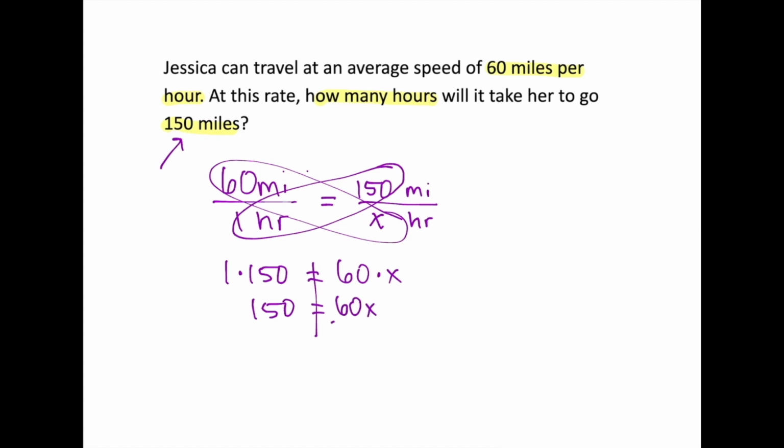To get the x by itself, we can do the inverse operation of multiplication and divide. Lastly, we need to take 150 divided by 60. Go ahead and pause the video, grab a calculator, and take 150 divided by 60. You should have gotten 2.5. So it will take Jessica 2.5 hours to go 150 miles at that speed.